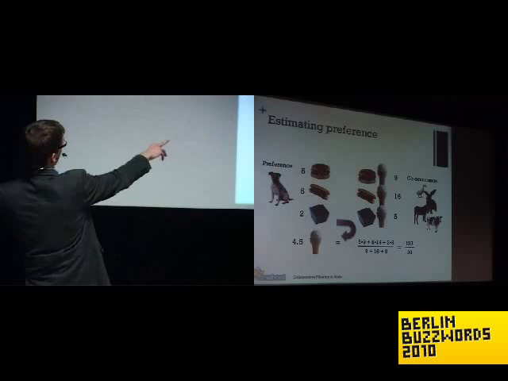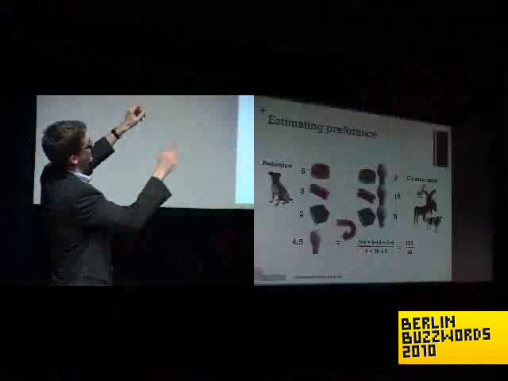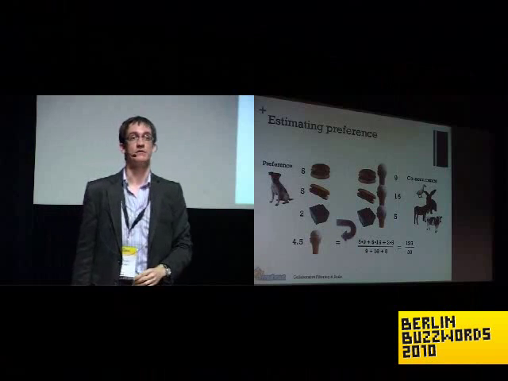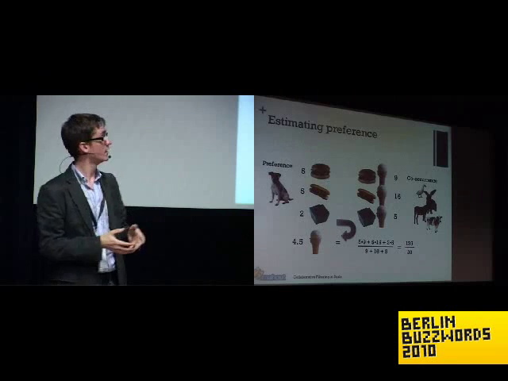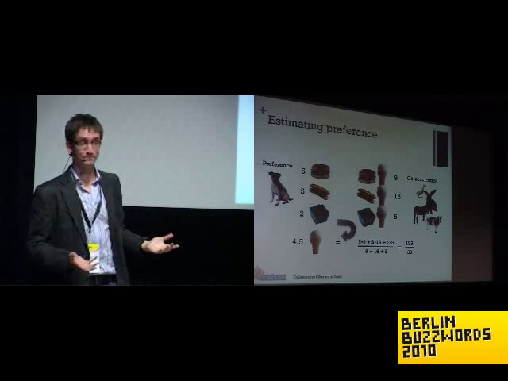So to compute some estimated preference for ice cream, we do a simple weighted average of these values weighted by those weights. 5 times 9 plus 5 times 16 plus 2 times 5, divided by the sum of the weights, gives us 4.5. This is the recommender algorithm, the item-based recommender algorithm. That's quite simple, using co-occurrence as a similarity function.